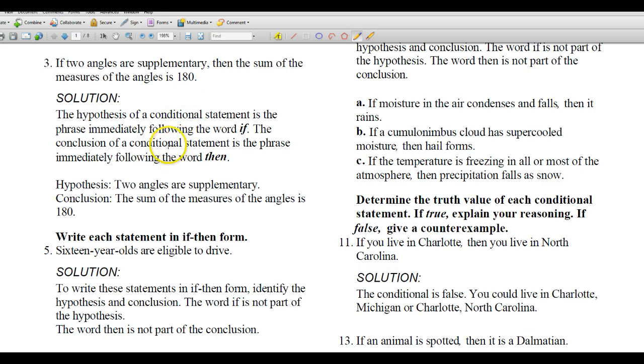Same idea for number 3. If two angles are supplementary, then the sum of the measures of the angles is 180. So once again, the hypothesis follows the word if. So two angles are supplementary. The conclusion follows the word then. The sum of the measures of the angles is 180.